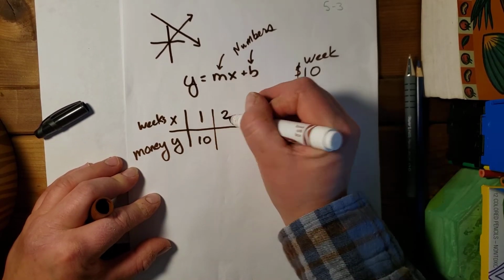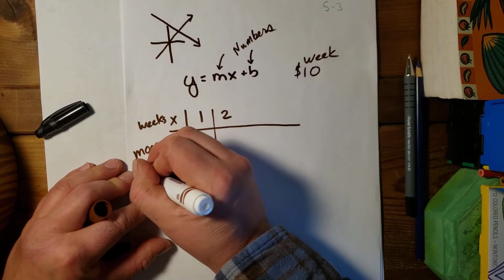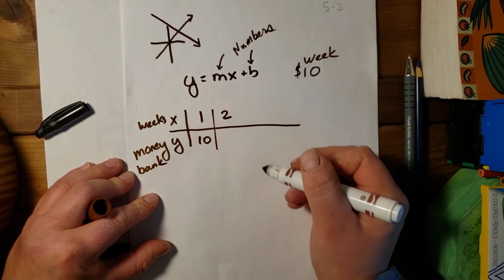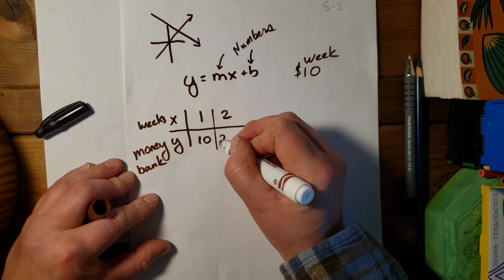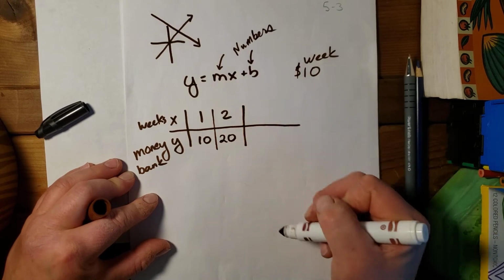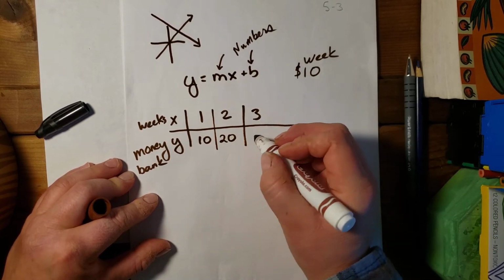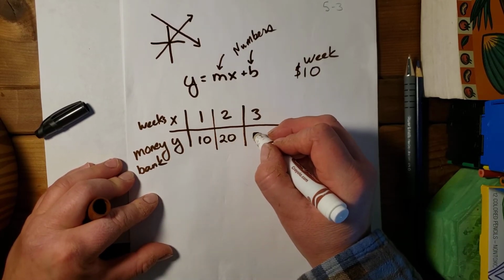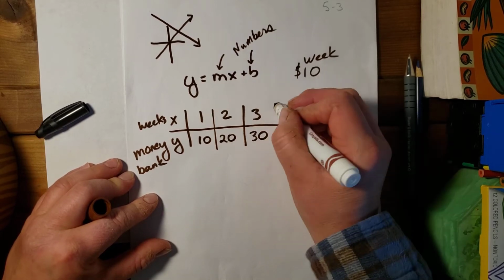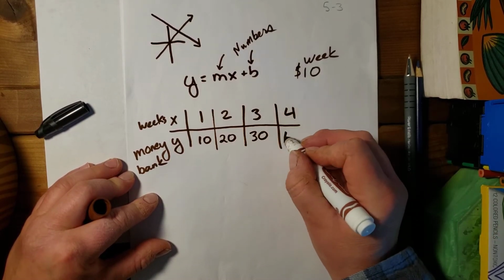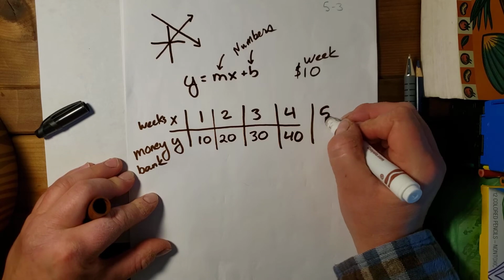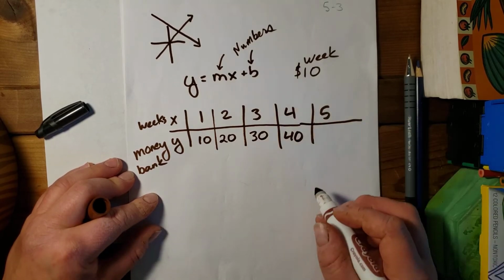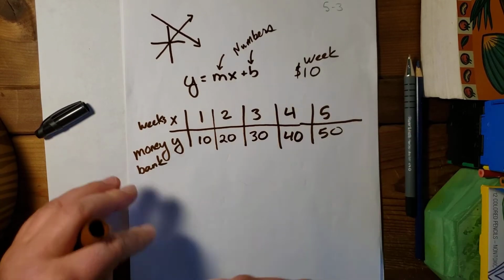On the next week, this is the money in the bank, you add $10 to it, so you have $20. The next week, you got paid another $10, so you have $30. The next week after that, you have $40. And this keeps going, right? I could make a rule about it, and just keep extending it out.